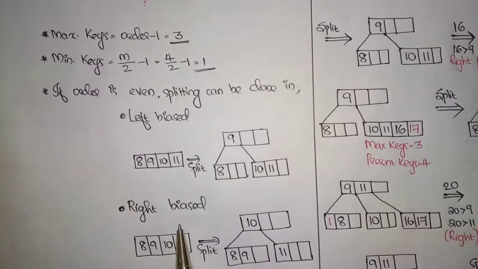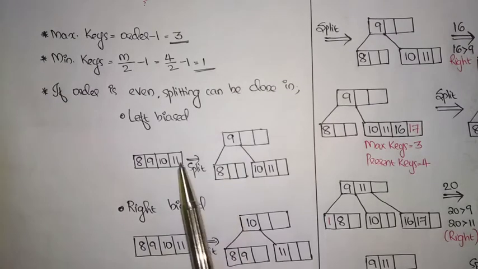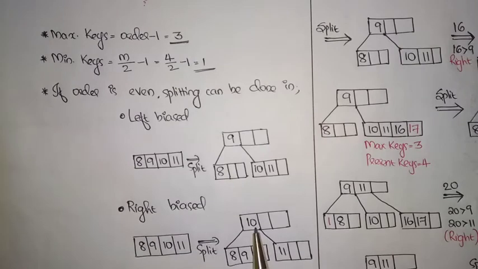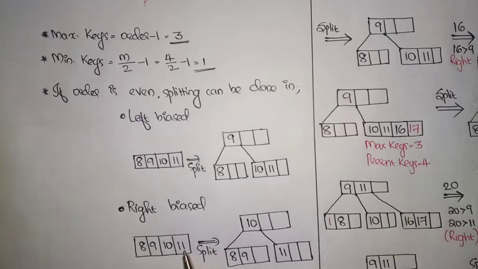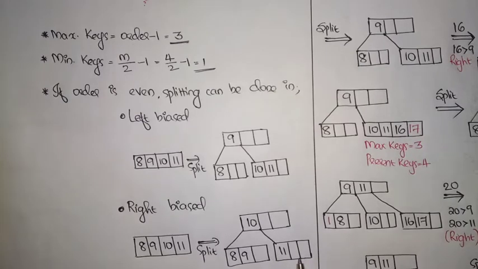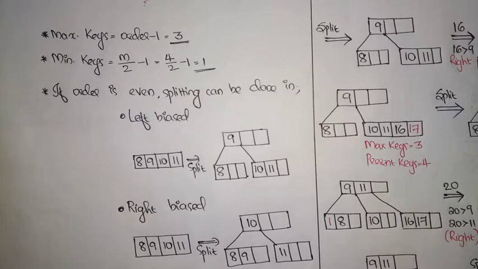In this same scenario, we can also apply right biased splitting. Moving 9 upward is left biased splitting. If you are moving 10 upward, then it is right biased splitting. If we are moving 10 upward, 8 and 9 will become a single node, and 11 will be stored in a separate node. So this is right biased splitting. In the example that I am going to discuss, we will be focusing on left biased splitting. You can do it in either way, no problem at all.